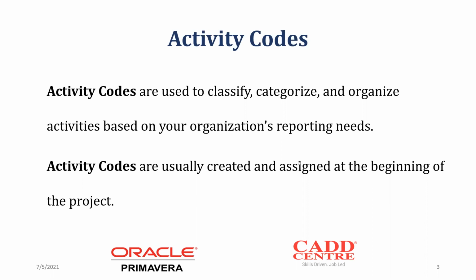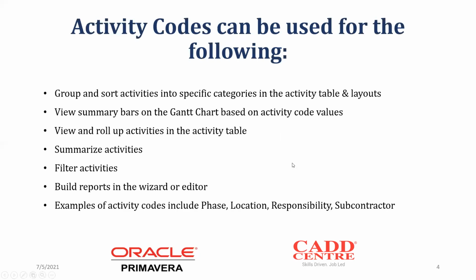Yeah, so these activity codes can be used for the following. They can be used to group and sort activities into specific categories in the activity table and layout. Yeah, we've talked about that. The specific categories like phases, location, subcontractor, etc.